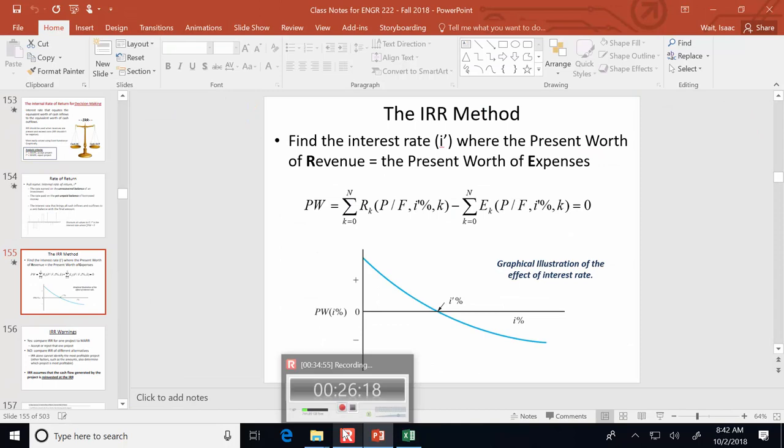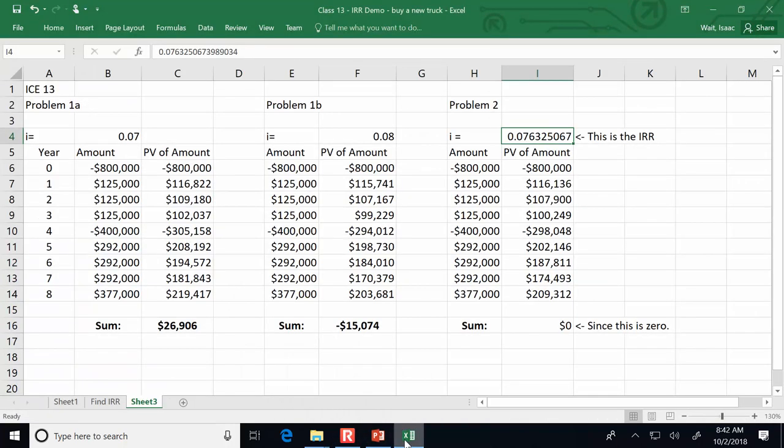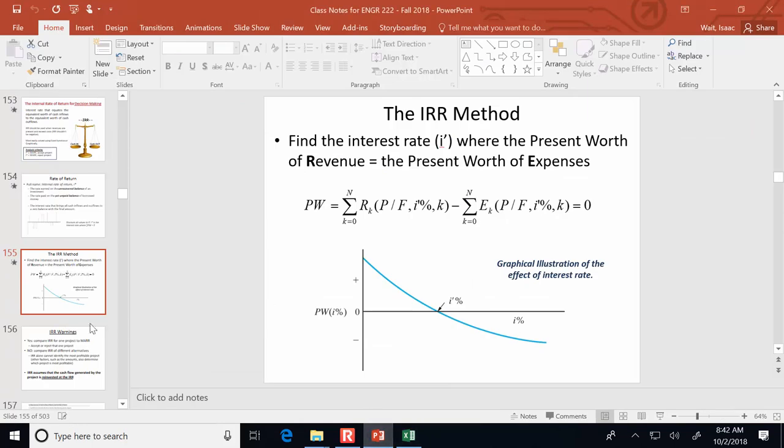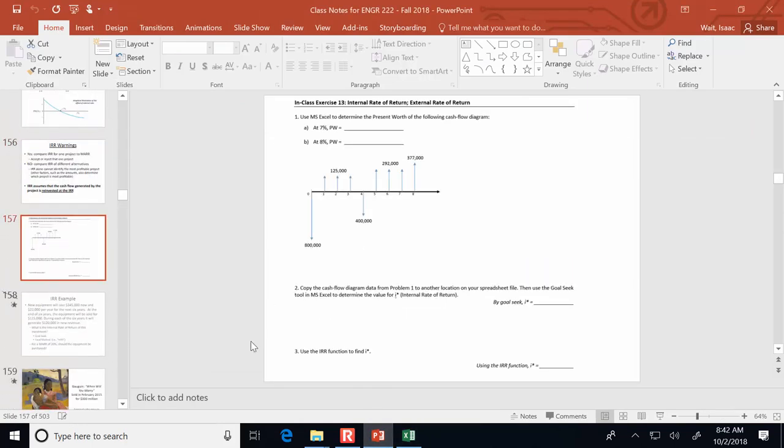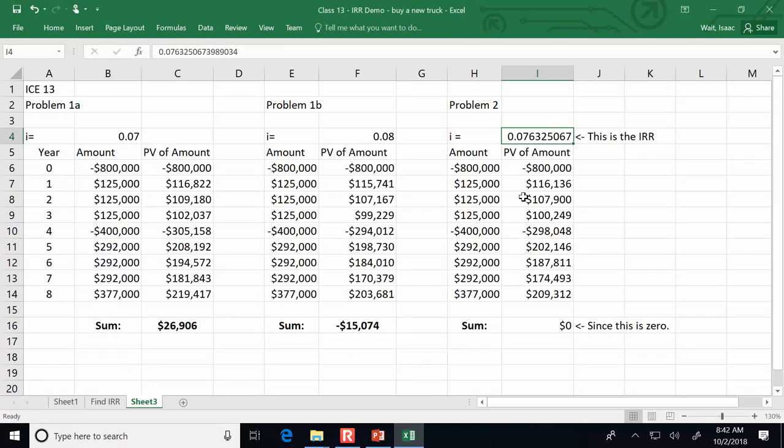Any questions about the first part of the IRR function? So question three in this handout was, use the IRR function to find i star. So we went through this whole process. Let me show you how to use the IRR function.